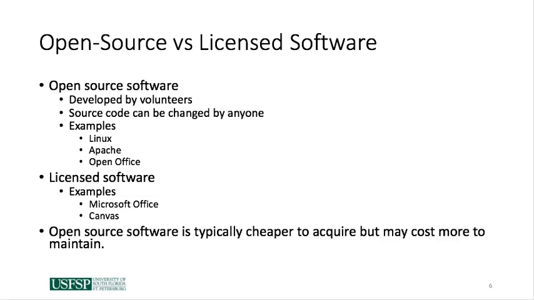Licensed software, on the other hand, requires you to buy a license from the software company before you can use it. Examples are Microsoft Office and Canvas. Again, there are many trade-offs to consider when you decide whether to use open source or licensed software. Typically, open source software is cheaper to acquire, but may cost more to maintain. The textbook has a good discussion on open source software.